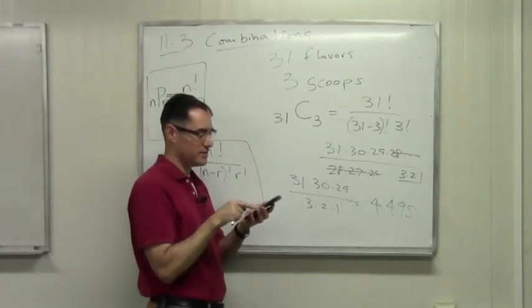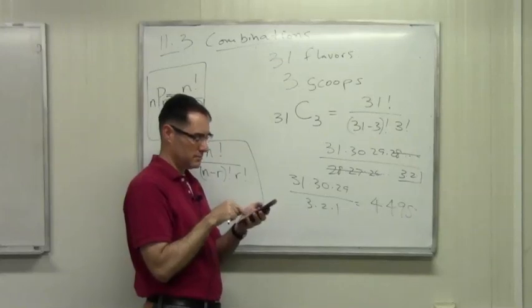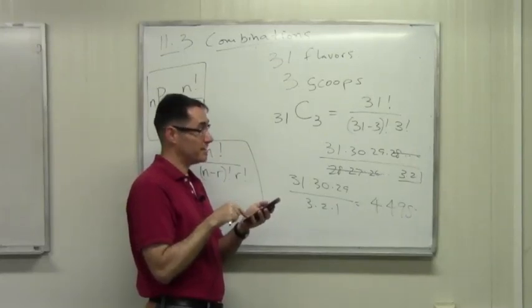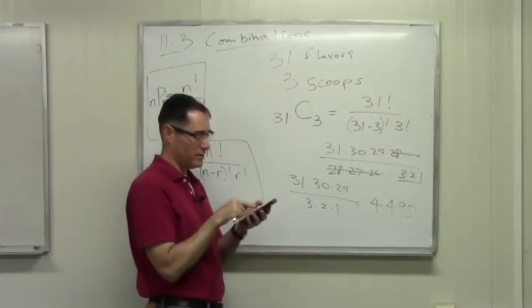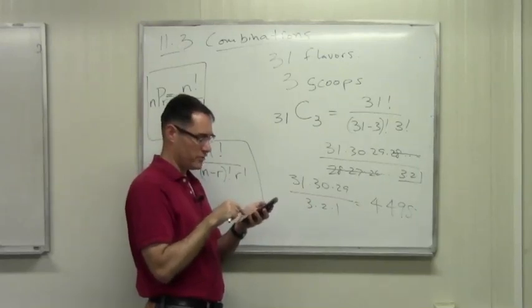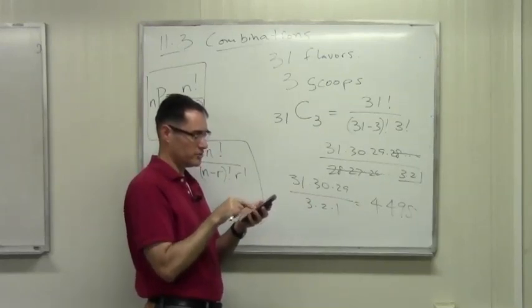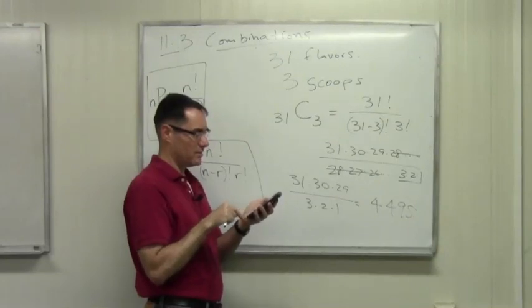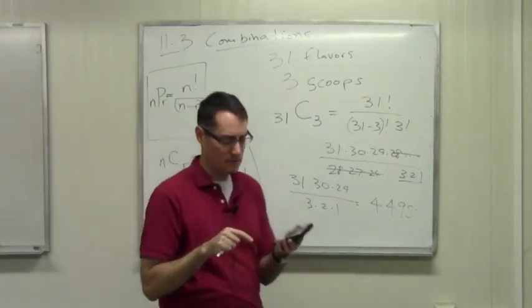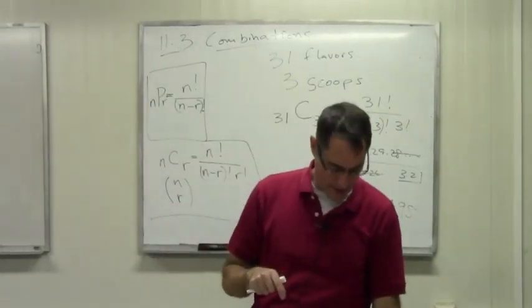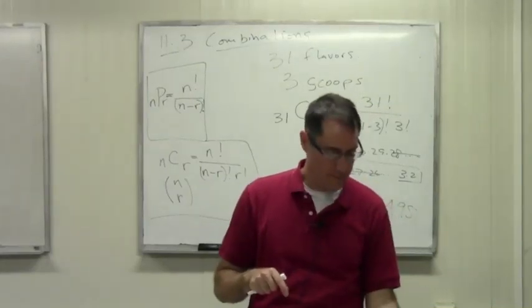4,495. It says answer NCR. That did bypass a lot of math. 31 PRB, choose NCR 3. And it says 4,495. Okay? All right, so you can do that. I'm quite happy for you to do that.